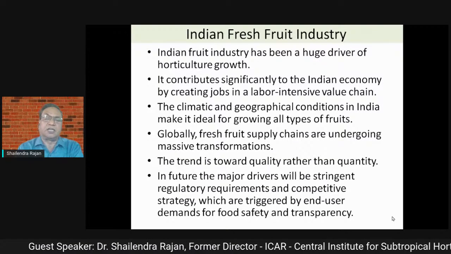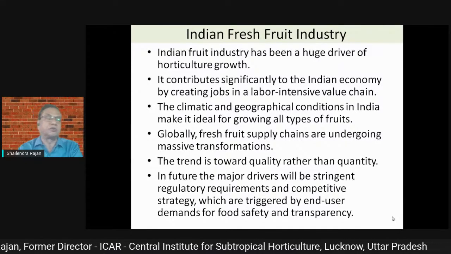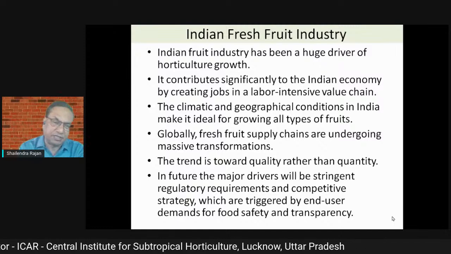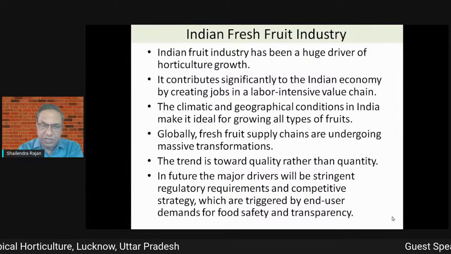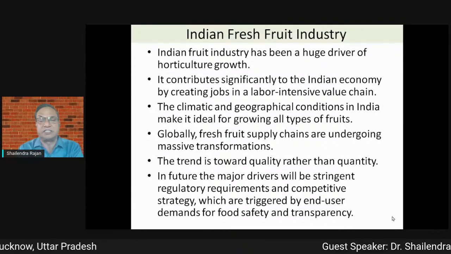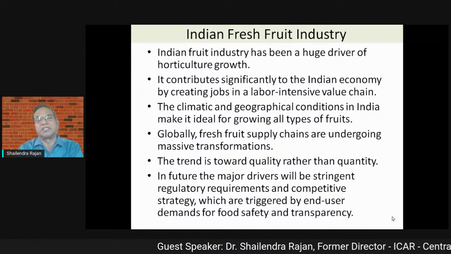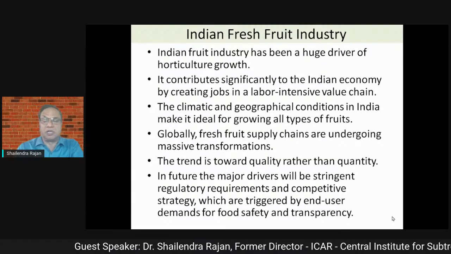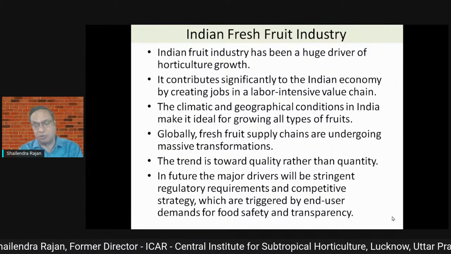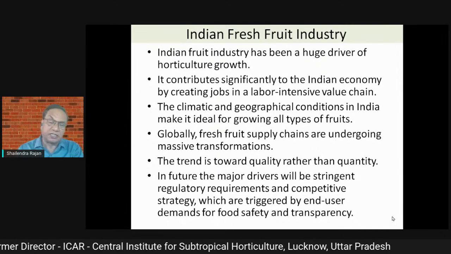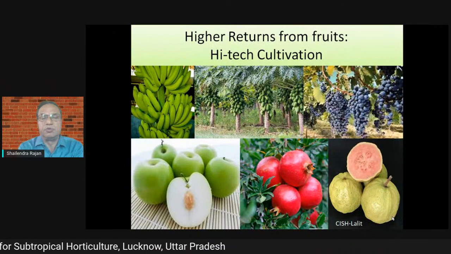Globally, fresh fruit consumption is changing, and the fruit supply chain is undergoing a massive transformation. That's why our technologies also have to be fine-tuned. The trend is changing in this direction, particularly in the domestic market also, towards quality rather than quantity. So future drivers will be the stringent regulatory requirements, traceability and transparency, and food safety. These will be the areas we have to deal with.